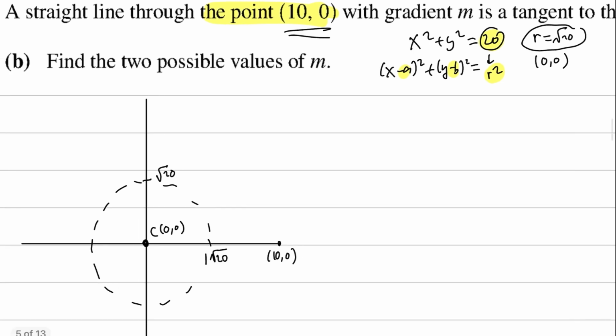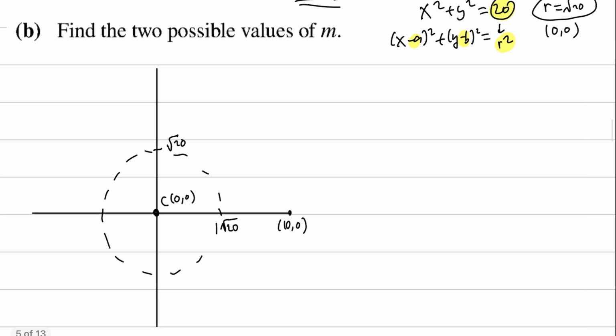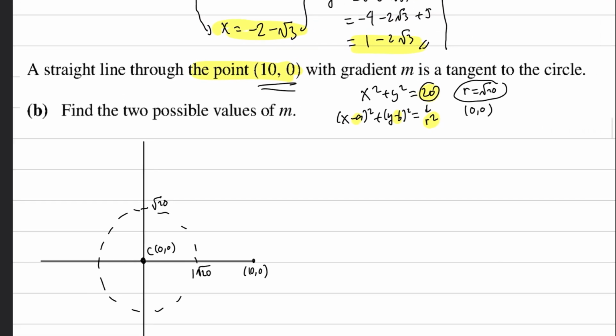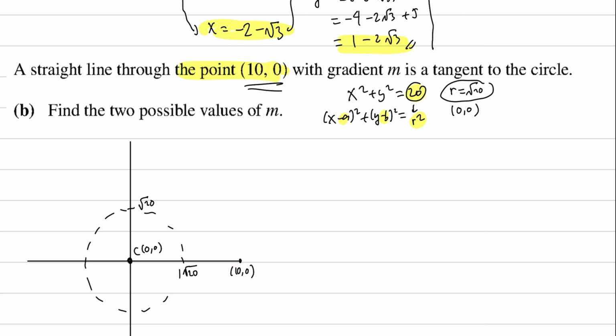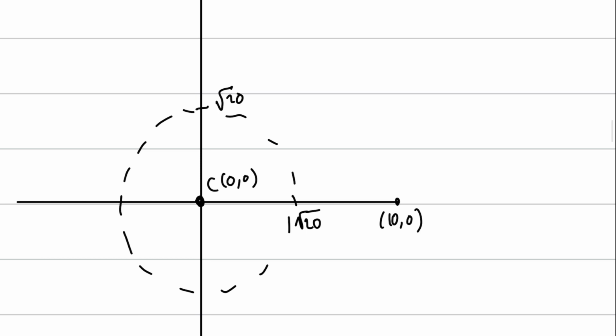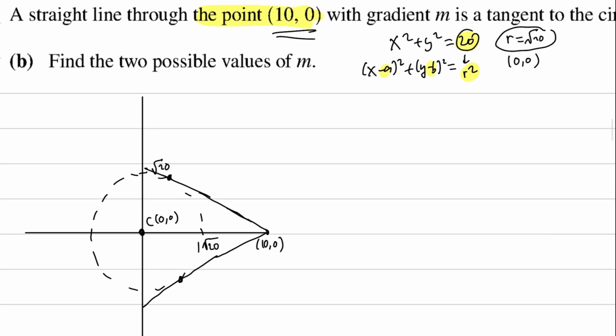Now, the second question, find the two possible values of m. Let's see. A straight line through this point with gradient m is a tangent to the circle. So how do we create the tangent from this point? We can go this way or this way. There is no other way to find the tangent. So let me sketch this. So go this way, this is the point, and go this way. Yeah, kind of like this. So we have two possible values of m.